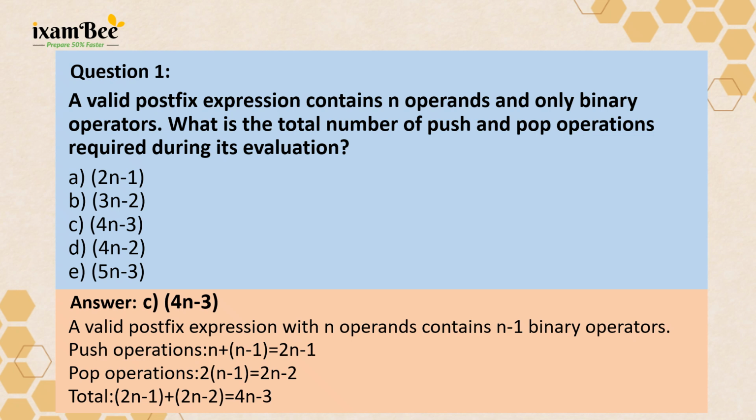For the pop operations, every operator will pop out two operands from the stack. So the total pop operations would be twice of n minus 1, which is 2n minus 2. Hence the total would be 2n minus 1 plus 2n minus 2, which is 4n minus 3.